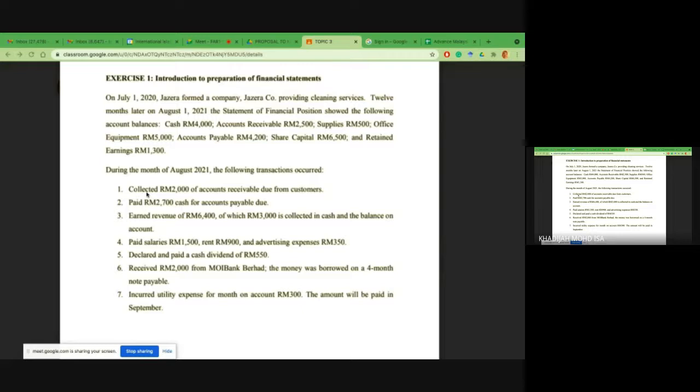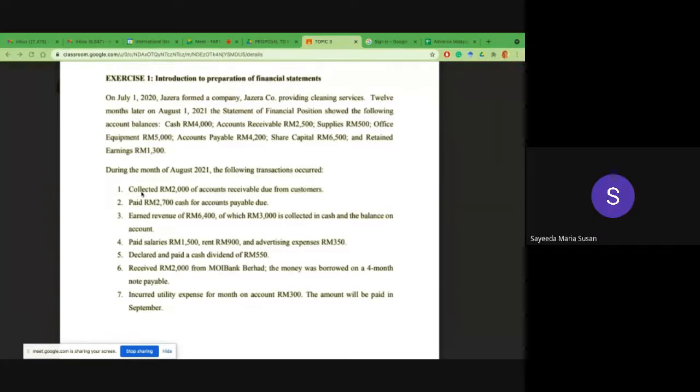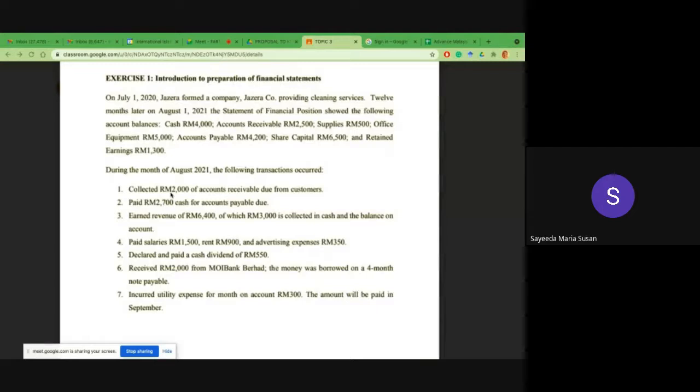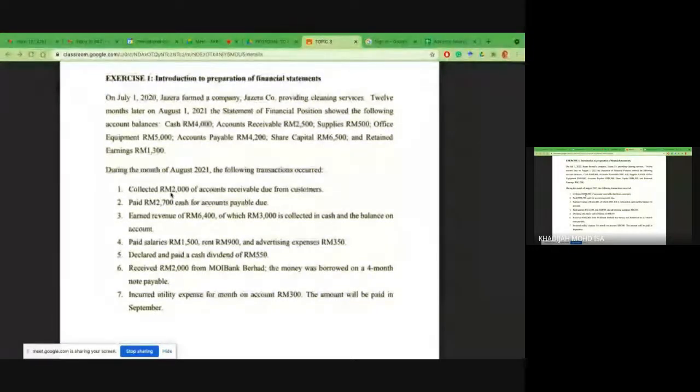Collected 2,000 of accounts receivable due from customers. So you collect cash from your accounts receivable. So how do you do the journal entries? What are the accounts? Debit cash. Debit which account? Debit cash, cash. Accounts receivable. Yes, you receive cash 2,000 from whom? From accounts receivable. So you're going to debit your cash and then credit your accounts receivable.